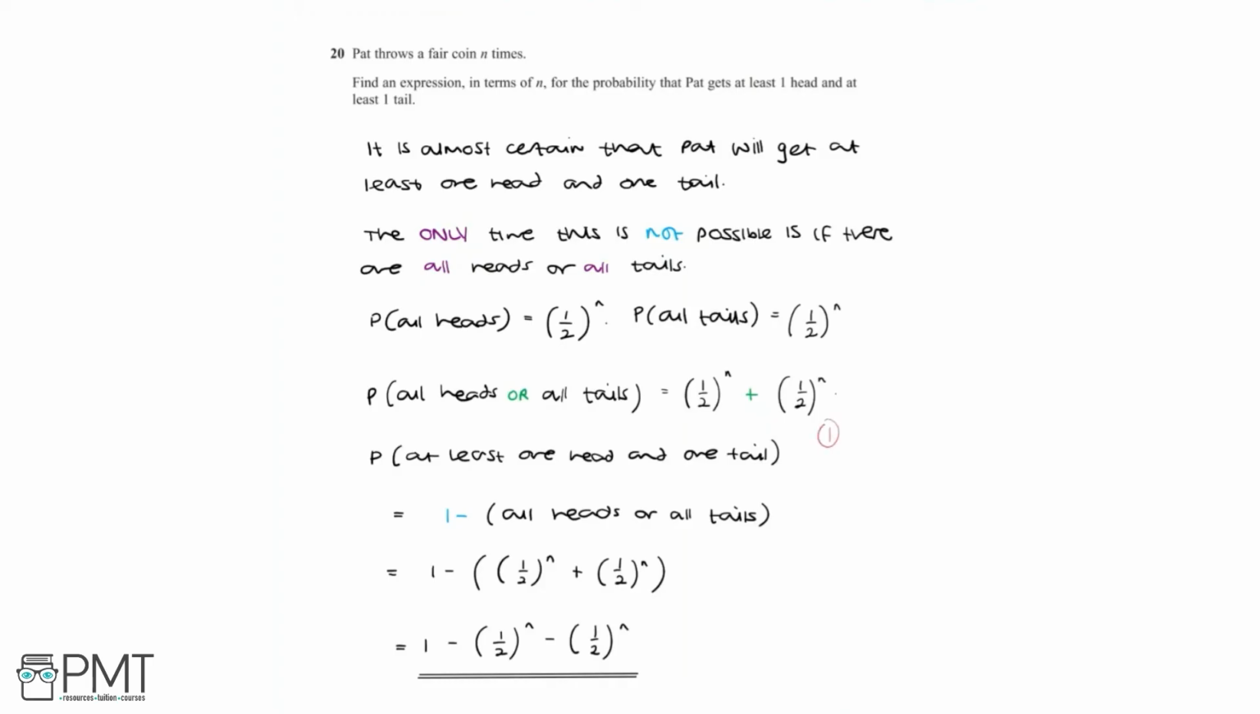And we get the second and final mark for saying that the probability, therefore, of getting at least one head and at least one tail would be 1 take away the probability of getting all heads or all tails, which is equal to 1 take away 1/2 to the power of n, take away 1/2 to the power of n, allowing us to get the 2 marks needed in this question.